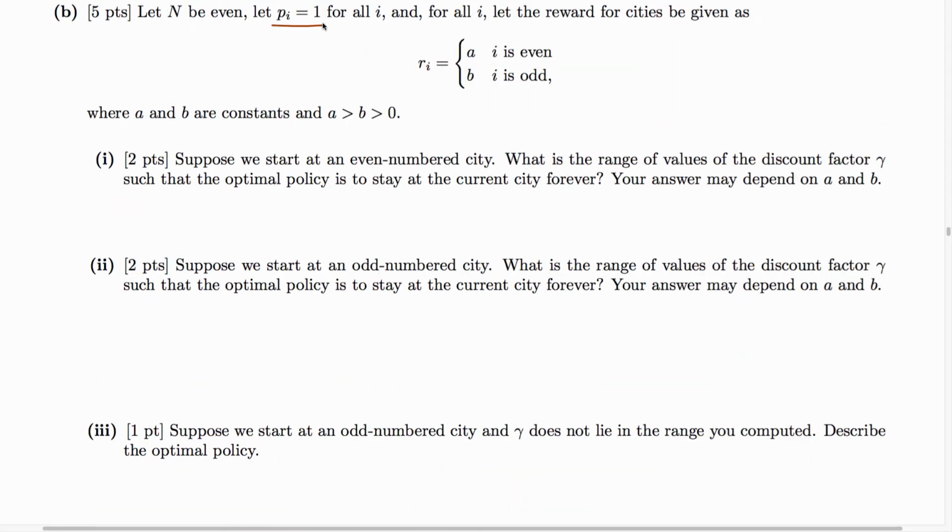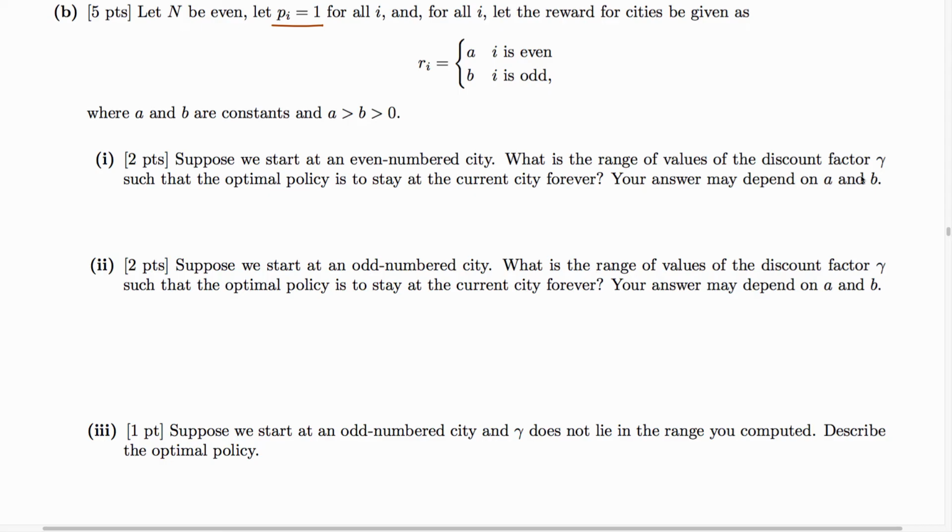Now in part B, we have that P sub I is equal to 1. So this means that if the traveler chooses to travel, he's going to succeed with probability 1, but he's going to collect that reward of 0 with probability 1 as well. And then now we're going to say that for all even cities, there's a higher reward A, and for all odd cities, there's a lower reward B. So if you start at an even number city, then you're going to be collecting the higher reward.